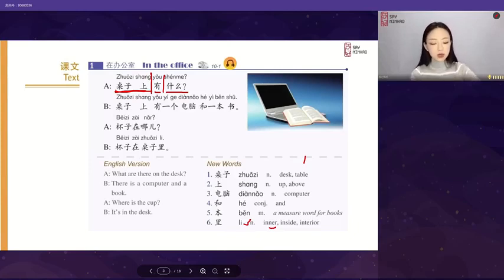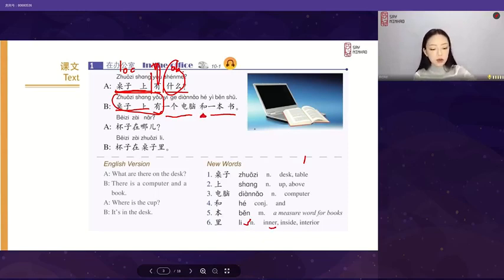Okay, 桌子上有什么? So we can see here, first is the location, and then there is a verb, and then there is an object. On the location, there be something. This is the structure of how to express something on something. Next one is 桌子上有. You can see on the table there are 一个电脑和一本书. 一个电脑 means a computer. 和, here it is the new word, and. 和一本书, a computer and a book.